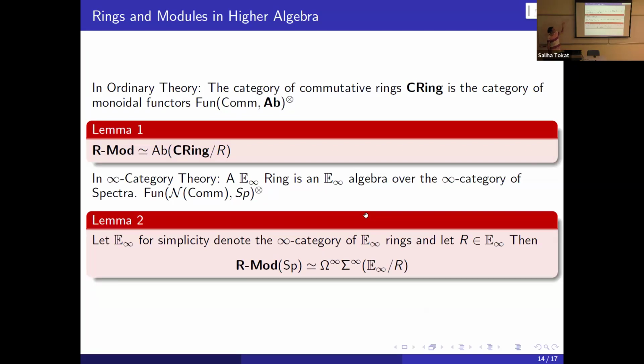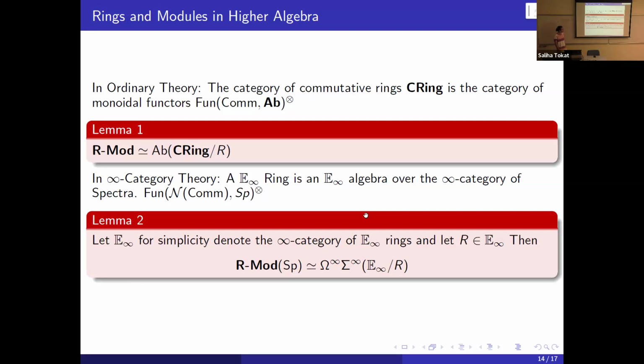And we can actually define rings and modules in higher algebra as well. In the ordinary theory of rings and modules, the category of commutative rings is all the monoidal functors from COM to the category of abelian groups, as we defined previously. And we have a lemma which states this. I just included this lemma to see how similar their definitions are, basically.